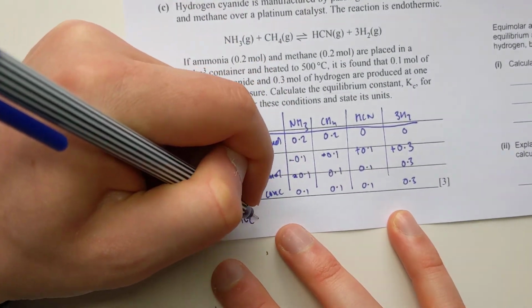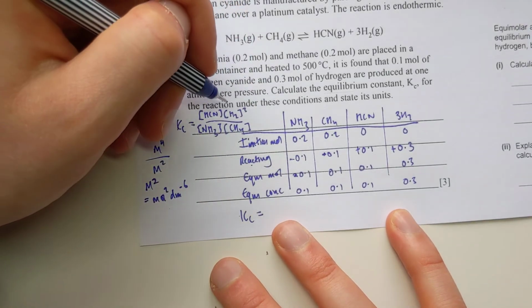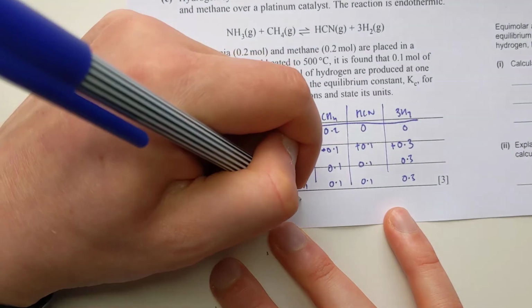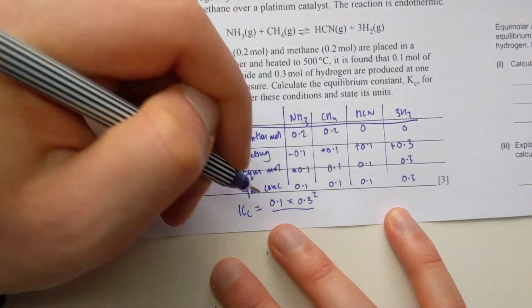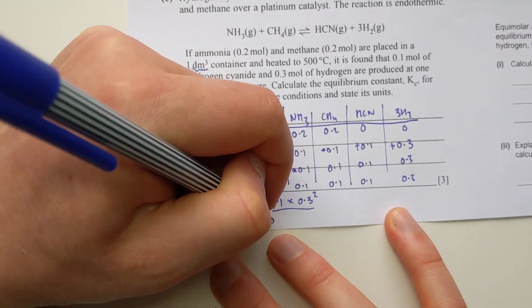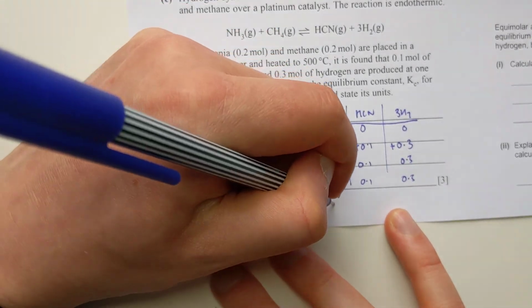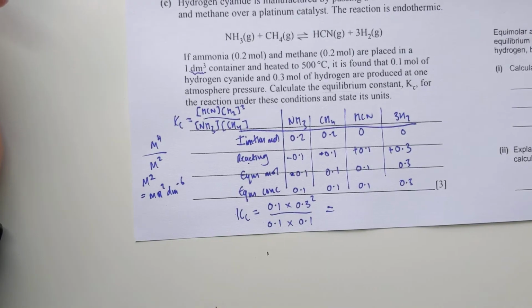Chucking it into my Kc expression, on the top of the fraction, I've got HCN's concentration, which is 0.1, times H2's concentration, which is 0.3 squared, divided by the NH3 concentration, which is 0.1, multiplied by CH4 concentration, which is 0.1 as well. I can just chuck that all into my calculator. In fact, I've made a mistake.